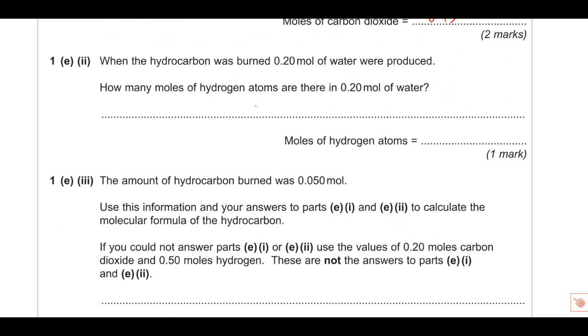Down here, same idea here. When the hydrocarbon was burned, 0.2 moles of water were produced. Okay, so 0.2 moles of water were produced. Now we know that water is H2O. So, how many moles of hydrogen atoms are there in 0.2 moles of water? Well, H2O, each mole of H2O contains 2 hydrogen atoms, so therefore there are 2 moles of hydrogen atoms in a mole of water. So, we take our 0.2, we times it by 2, and we get 0.40, giving us another mark. So 3 reasonably quick marks there.